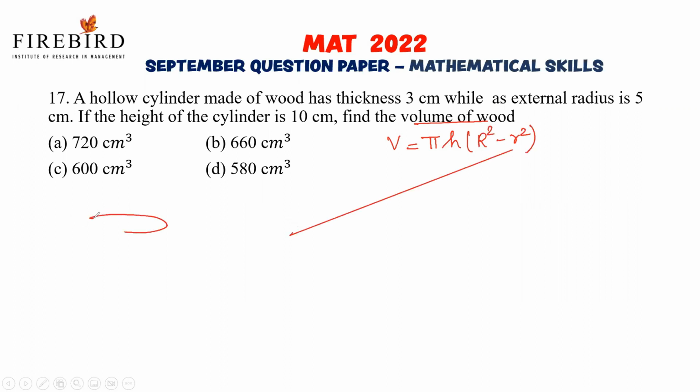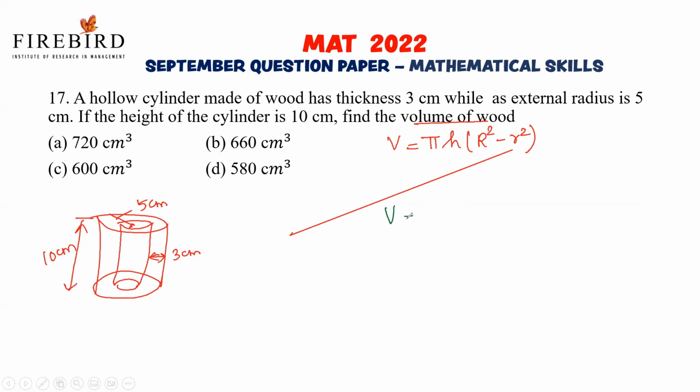A hollow cylinder made of wood has thickness. Its thickness is 3 centimeter. The external radius is 5 centimeter. Find the height of the cylinder, it is 10 centimeter. Find the volume of the wood.